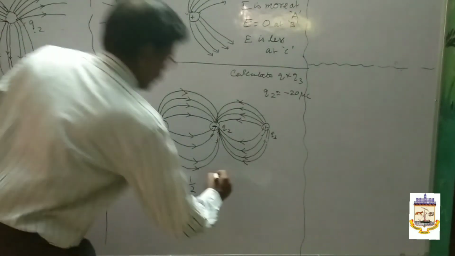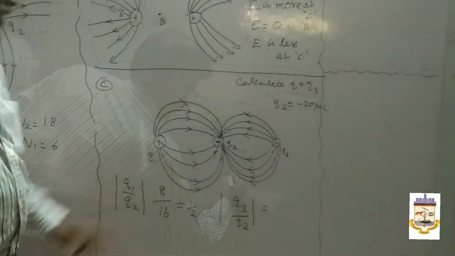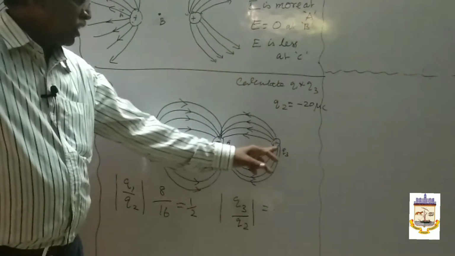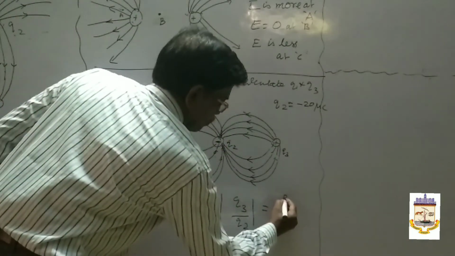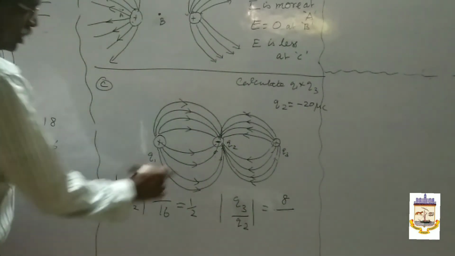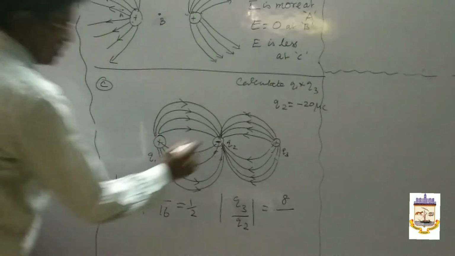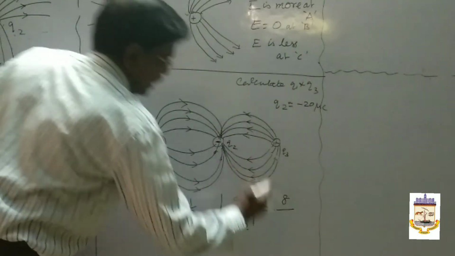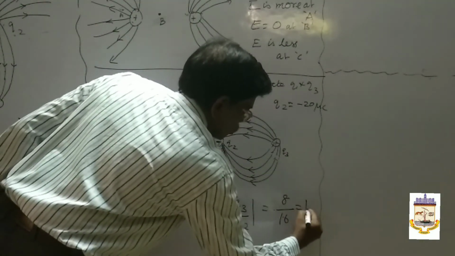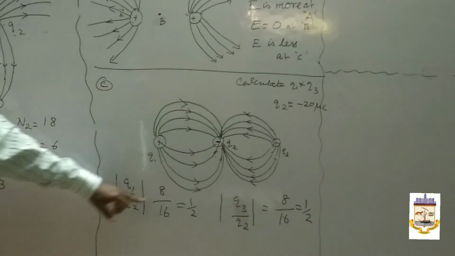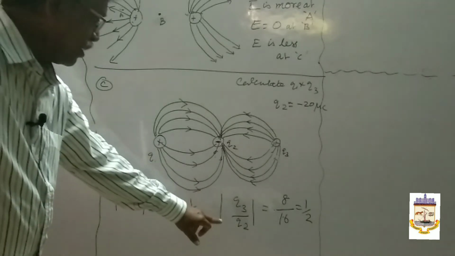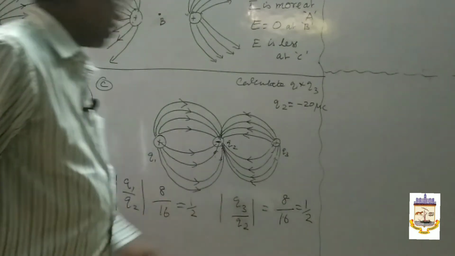Similarly, we can find the ratio of Q3 and Q2. See how many lines are emerging from Q3? We know that it is 8. The number of lines is 8. Then Q2, how many lines are reaching? 8 plus 8, 16. For this also 1 by 2. So the ratio of Q1 to Q2 is 1 by 2, and Q3 to Q2 is 1 by 2.